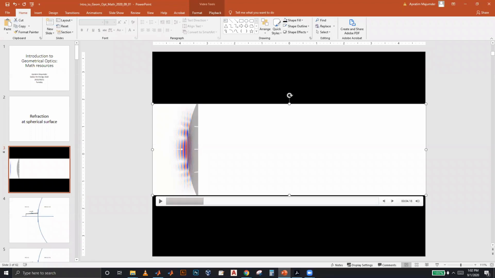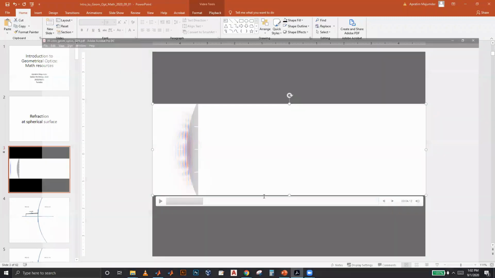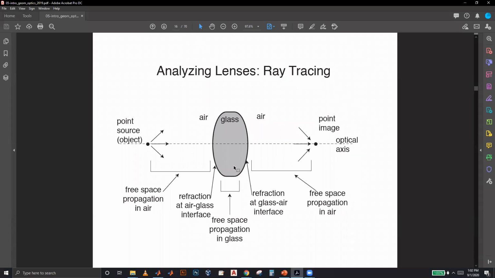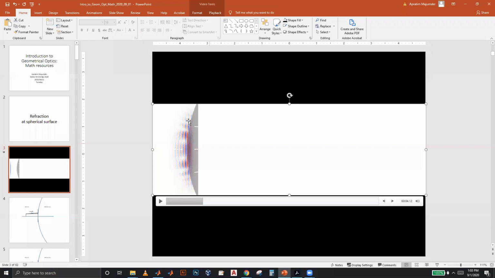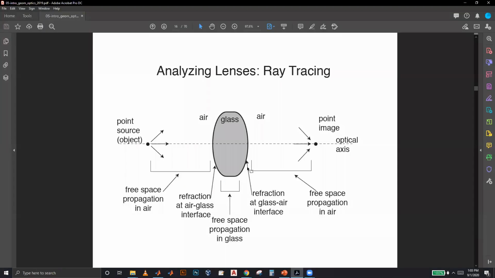So then you can see the light is propagating inside the lens. So that is free space propagation inside the glass. And finally, if you have another curved surface, just for the simplicity of the animation, I didn't curve the second surface. I just kept it straight, but basically you would have another refraction at the second curved surface, and then light will propagate in free space in air again.